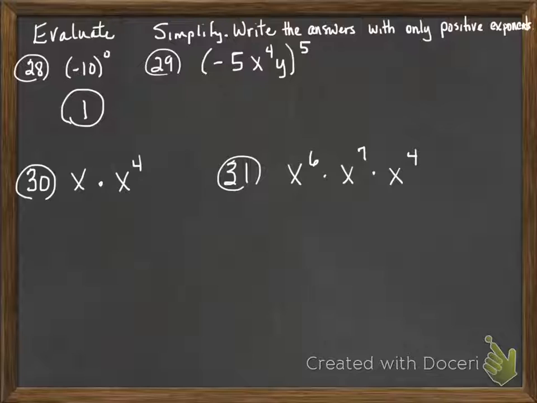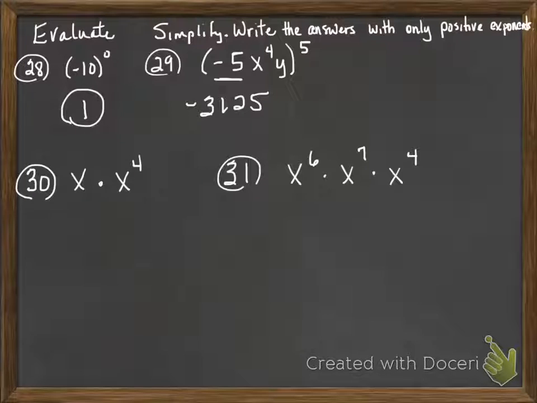In number 29, we are asked to simplify and write the answers with only positive exponents. So the first thing that I notice is I have a coefficient of -5. It is not an exponent or a power. It is a coefficient, so I actually have to raise -5 to the 5th power. So that's -5 times -5 times -5 times -5 times -5, 5 times. That gives me -3,125.